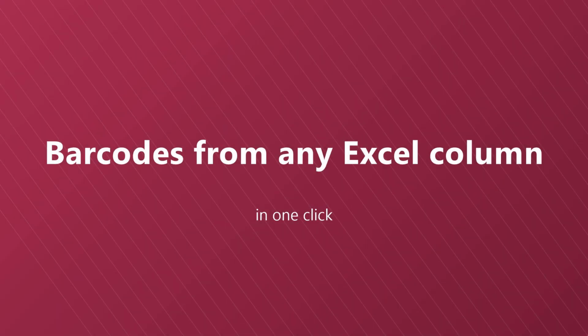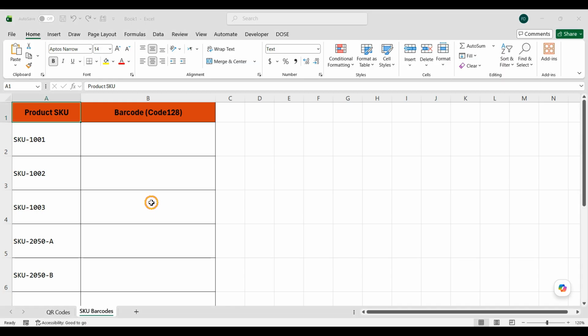Barcodes from any Excel column in one click. Meet DOS for Excel's Insert Barcode tool. It turns any column of source values into scannable barcode images right inside your workbook.